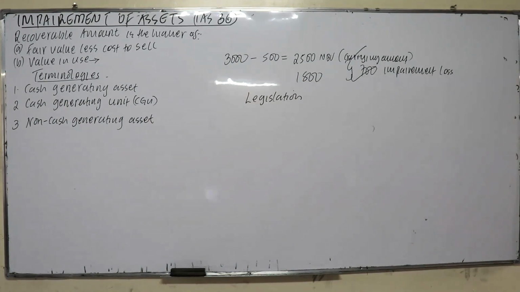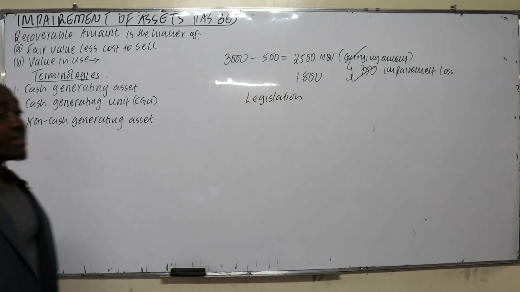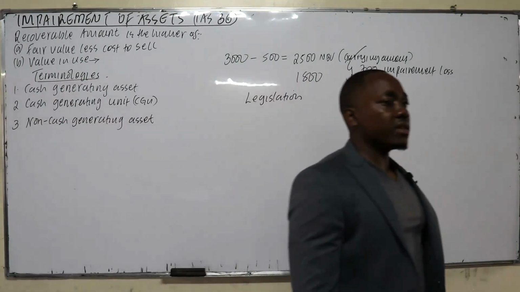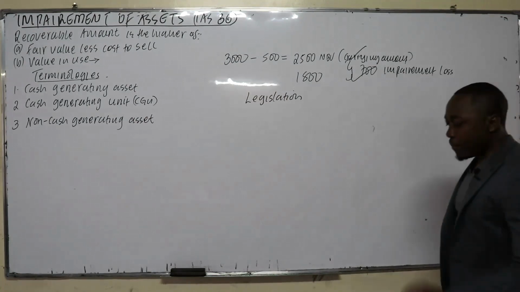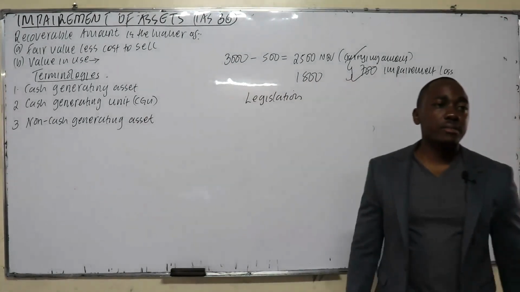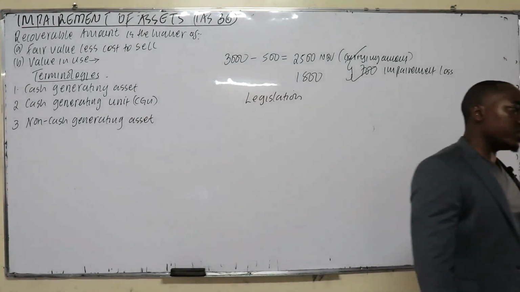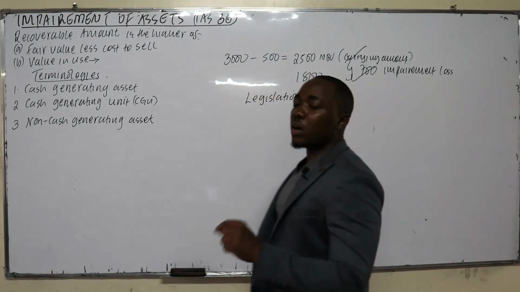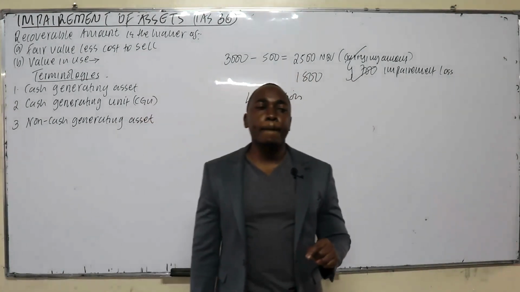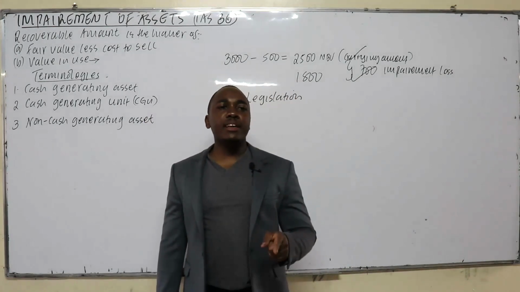Another one, number 3, another indicator: significant increase in the market interest rate. And those changes are likely to affect the discounting rate used in determining the value in use.